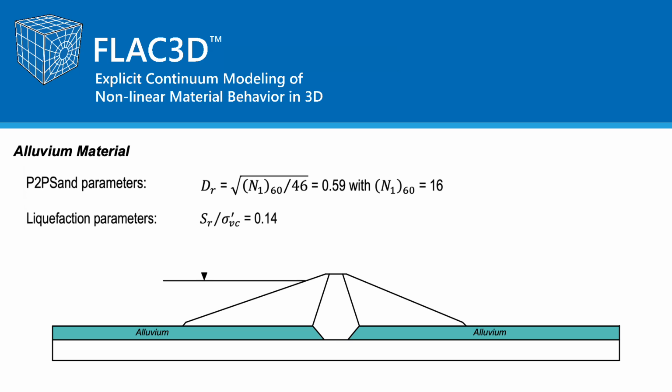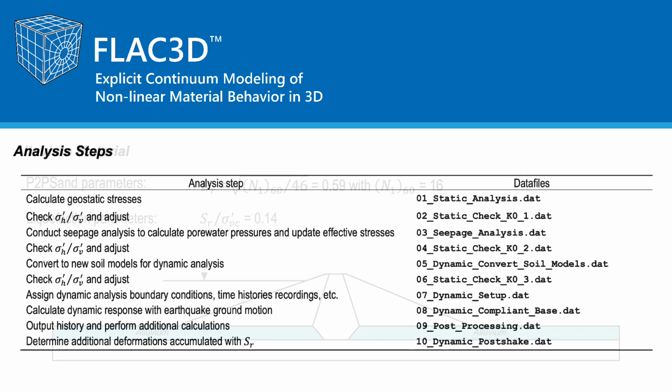The residual shear strength is not a material parameter in the P2P sand model, but is used in the post-earthquake analysis with the Mohr-Coulomb model. At this N160, the associated residual strength ratio will be set equal to 0.14. The analysis sequence is composed of 10 analysis steps, each representative of a separate data file.